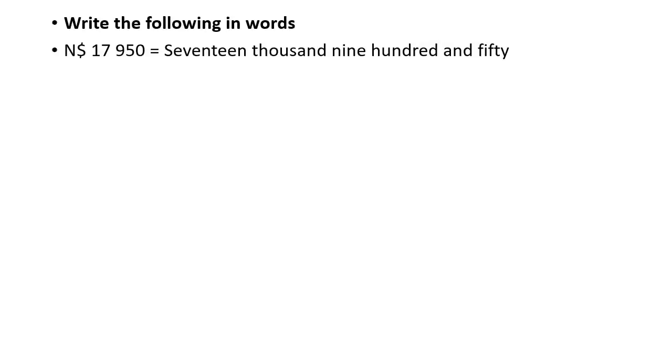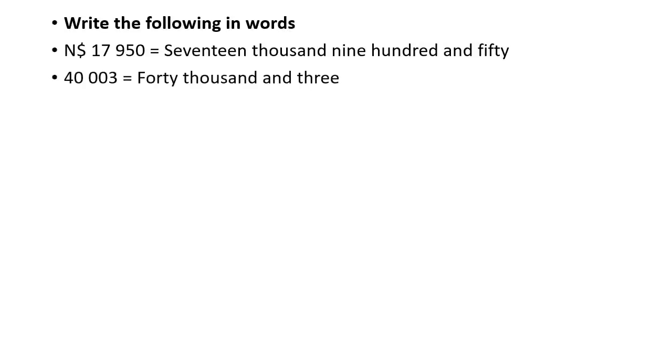Sometimes they give you the words, now you have to write the numbers. There is one thing that is missing in this one, and that is Namibian dollar. So please make sure that when you are writing 17,950, don't forget the Namibian dollar, because these are Namibian dollars. You lose a mark if you don't put the Namibian dollar there.